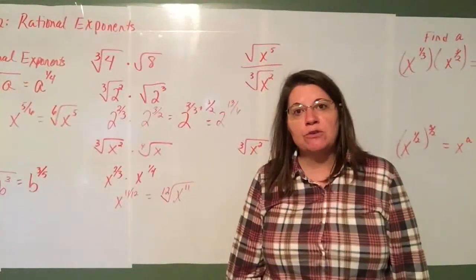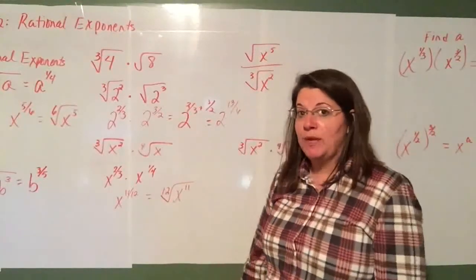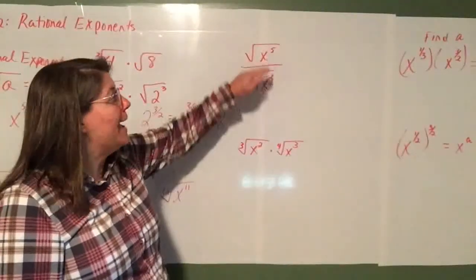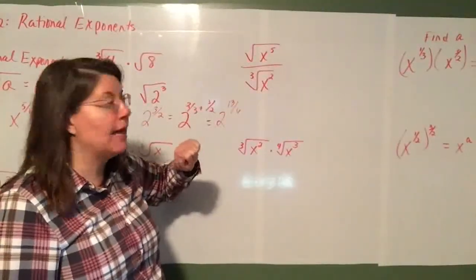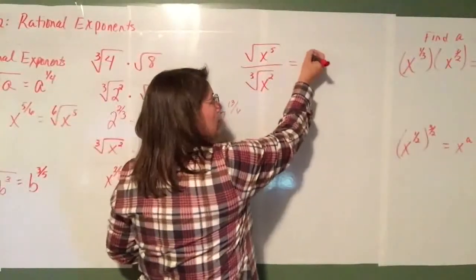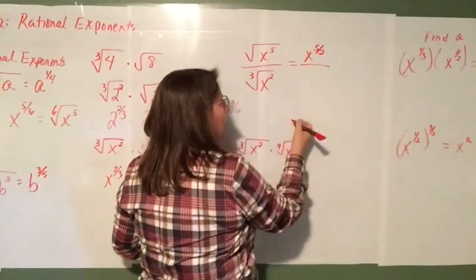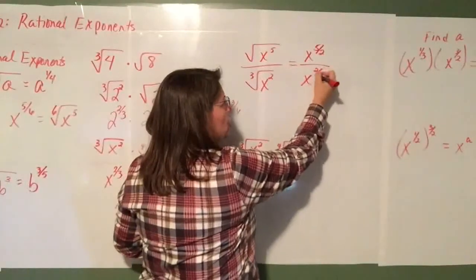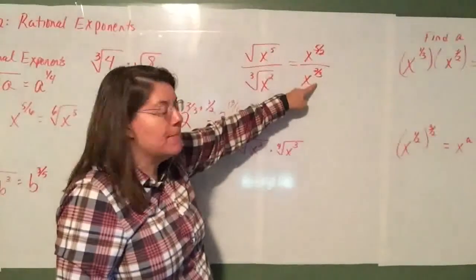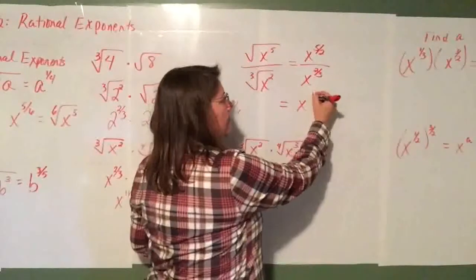So you just have to read the directions to determine how you're supposed to express your answers. If they don't specify, then it really doesn't matter. Here, the rules for dividing monomials would apply in this case. So I'm going to simply switch this to a rational exponent. That would be x to the 5/2 over, this one would be x to the 2/3, and then I'm going to subtract 5/2 minus 2/3. That would be x to the 11/6.